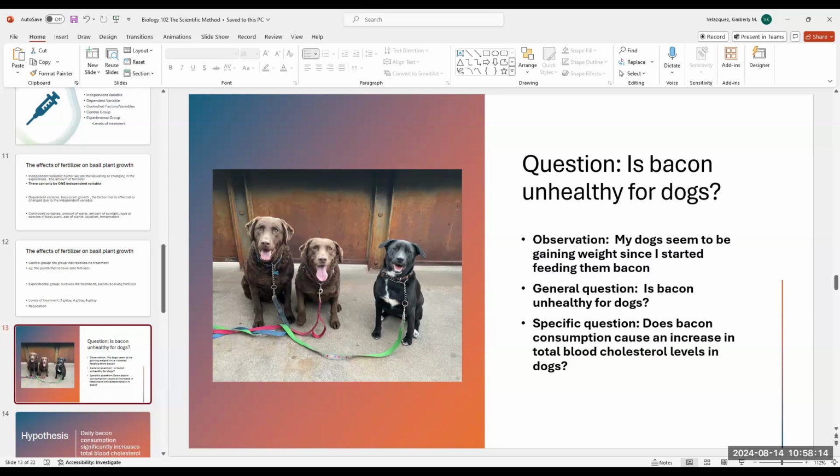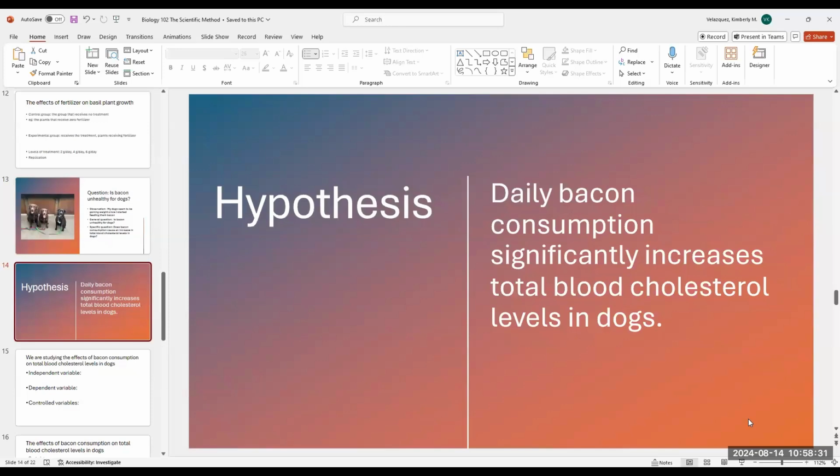Is that a hypothesis? No, it is not a hypothesis because it's not predicting the results. That's an open-ended question. So that would be a research question. My hypothesis is going to be something like this. Daily bacon consumption significantly increases total blood cholesterol levels in dogs. So that's the hypothesis I'm going to use to design my experiment.